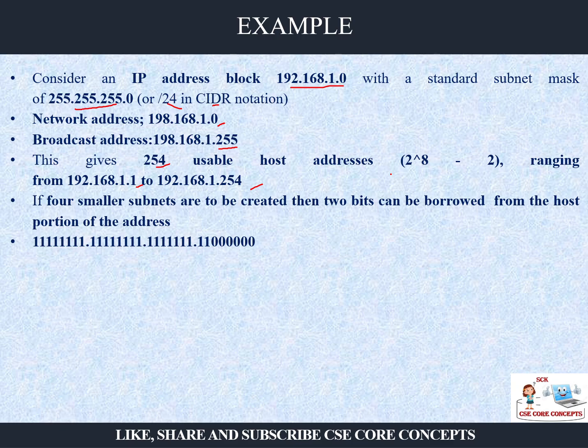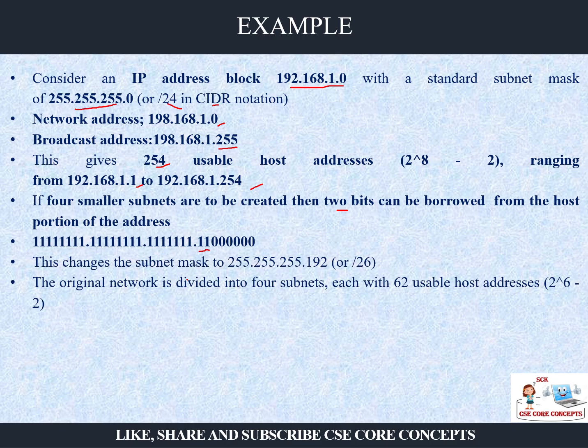Now I want to subdivide this into 4 smaller subnets. Understood? So what should I do? I want to have 4 smaller subnets, so I will borrow 2 bits from the host portion of the address, that is the C. Here I have borrowed 2 bits. So this will change the subnet mask. From the subnet mask, 2 bits got converted into ones.